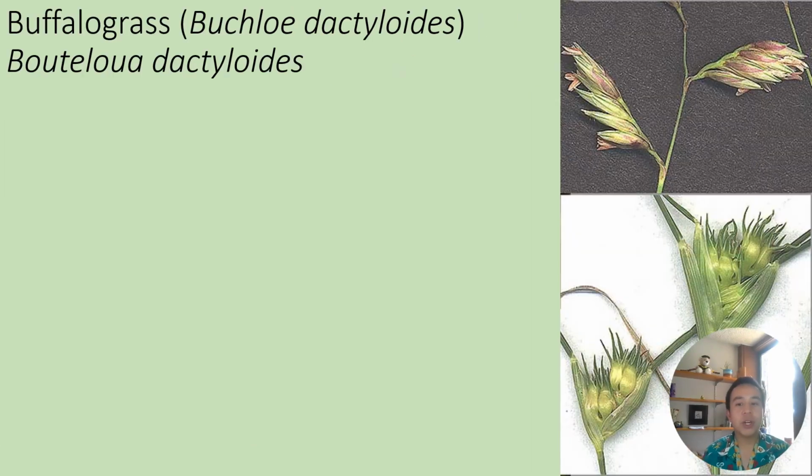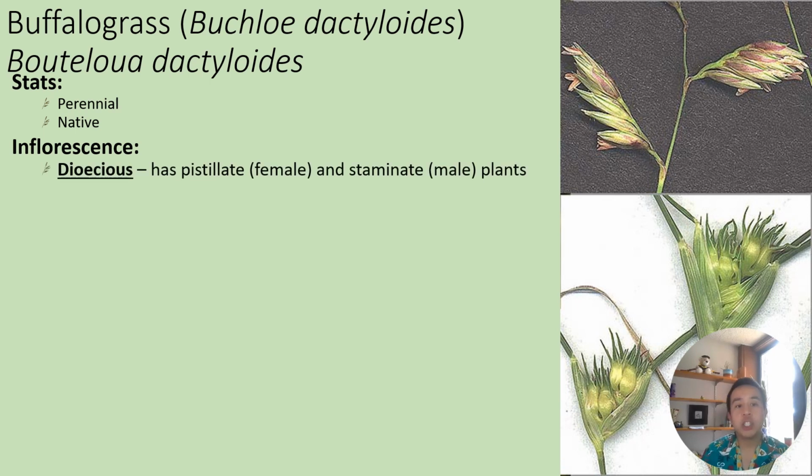So the first grass we're going to go over this week is buffalo grass, Buclodactyloides, also now known with an updated name as Butalua dactyloides, in the same genus as the other Cynodonteae plants we went over in the Cynodonteae lecture. It is a native perennial grass that occurs in many of the western United States. And in terms of its inflorescence, we consider this plant dioecious, which is a very important term you should know.